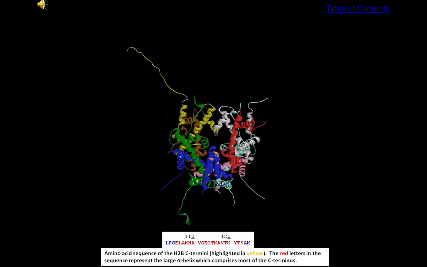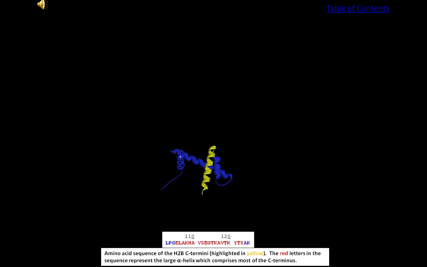Finally, let's isolate H2B. First, let's look only at the blue-colored D chain. The C-terminus is mostly occupied by a long alpha helix, highlighted in yellow. In part 1 of this slide series, we named this helix 4. Now we'll add the pink-colored H chain, also with helix 4 highlighted in yellow.